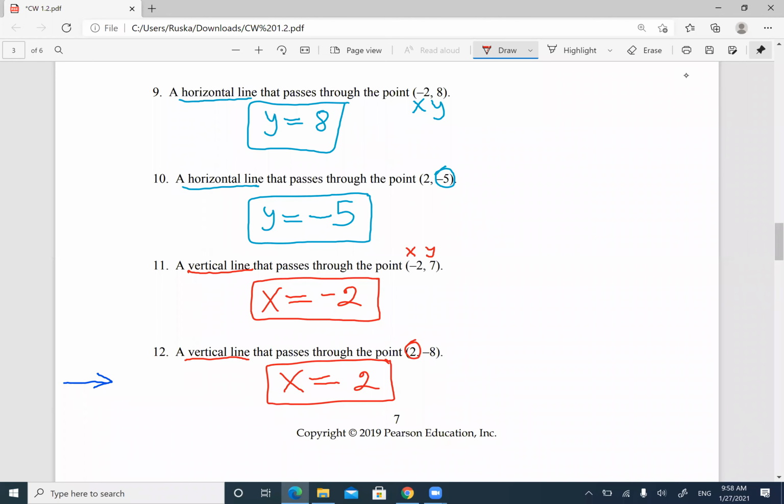Okay, so that's how you can remember, and always remember it's left to right. So if you see a line, a graph, you always look left to right.